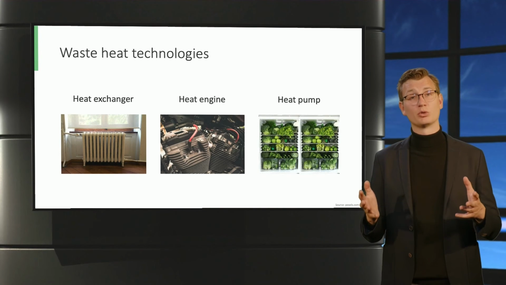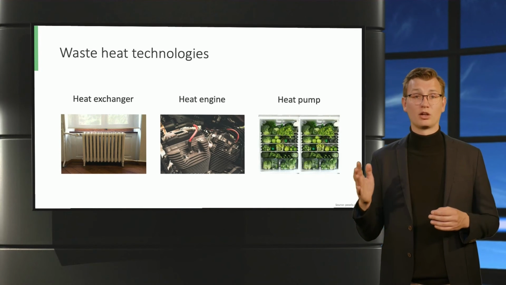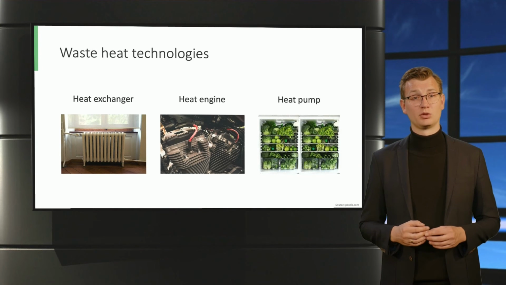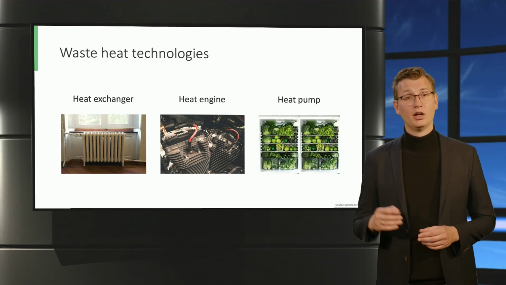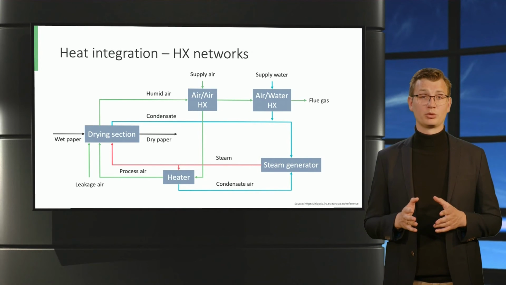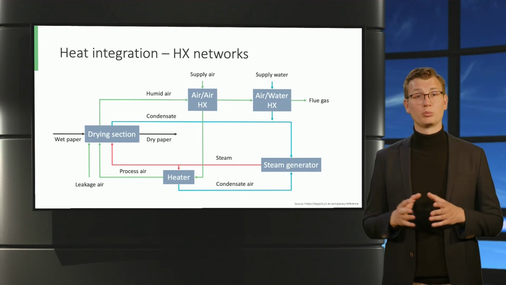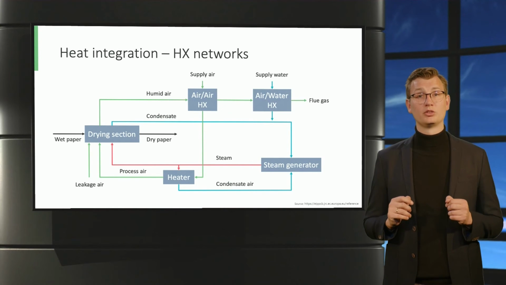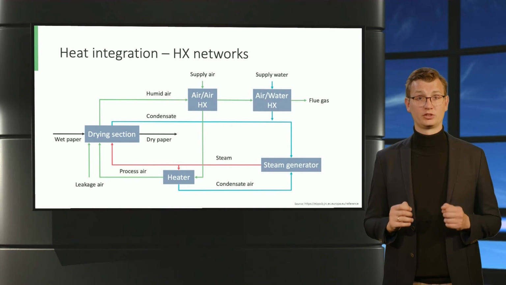And a daily example is our fridge, where heat at a low temperature is transferred to the environment at a higher temperature. Two heat exchangers are used in our example case. One for preheating the supply air that is fed to the drying section, and one to preheat the water entering the steam generator.